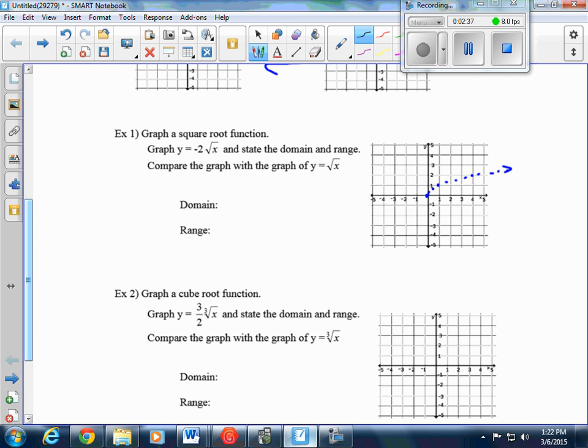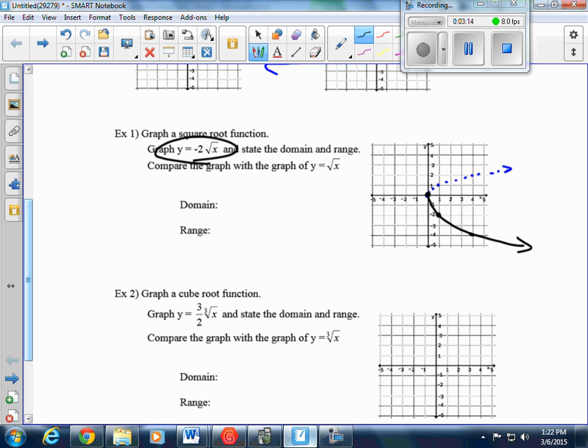So in this case, I'm going to do the same thing. I'm just going to plug points into that equation. So again, I put in 0. The square root of 0 is 0. So 0 times -2 is 0. Put in 1, we get 1. So 1 times -2 is -2. We put in 4. Square root of 4 is 2. 2 times -2 is -4. So our function is going to look like this.